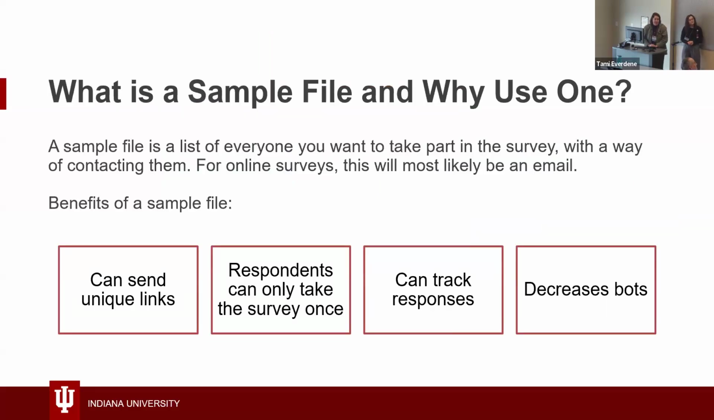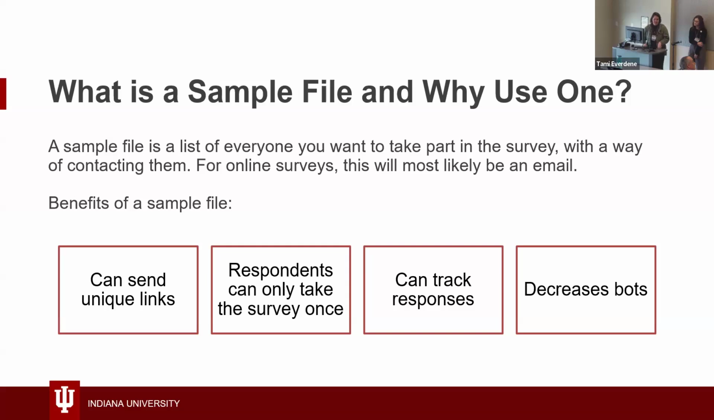So first, what is a sample file? So obviously, when you're conducting a survey, you have a group of people, your population that you're trying to survey. And sometimes you can get a random sample of those, which is statistically very good, or you can get a census of everyone. But either way, you want a file that has everyone who's taking part of the survey with some kind of identifier, and then how you're going to get it to them. So in the case of a web survey, it's most likely their email address.